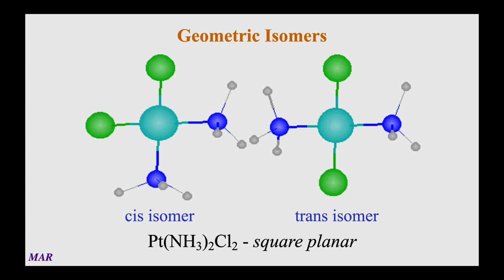The trans one would be less polar, definitely, than the cis. The cis one would be more polar and the trans would be less polar, definitely. So it can make a big difference.